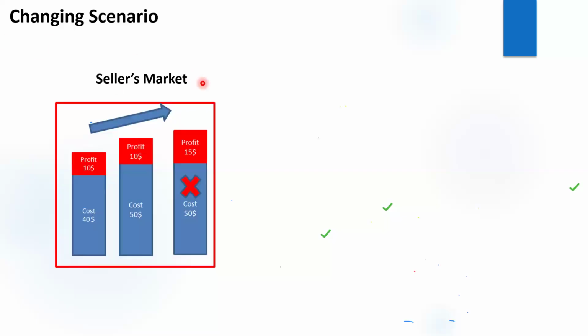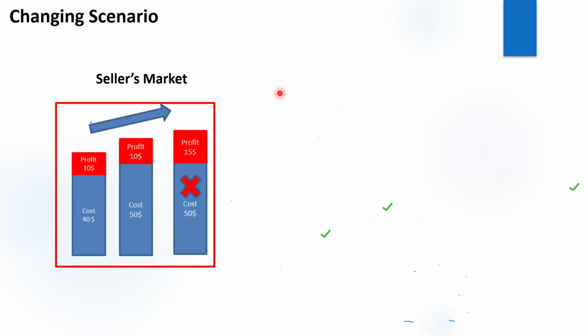So why am I giving this example? Because there was no choice for the customer. That market is called a seller's market. I will give some simple examples. Suppose I am a marker manufacturing company and the only one in India. I am the only whiteboard marker manufacturing company. There is no competition at all.